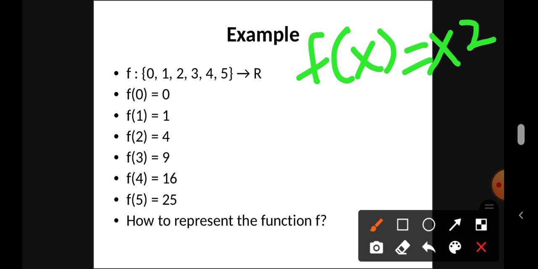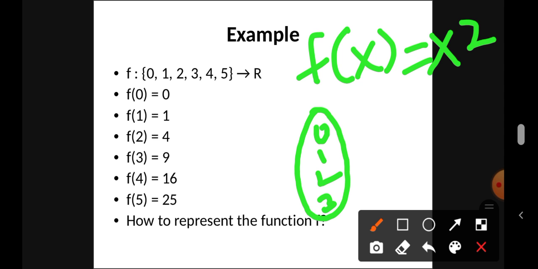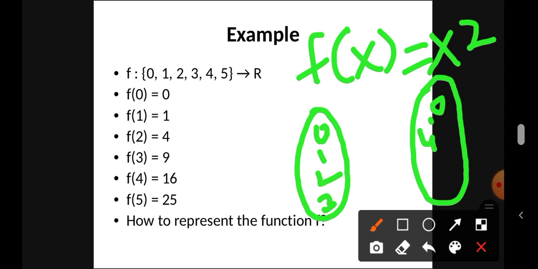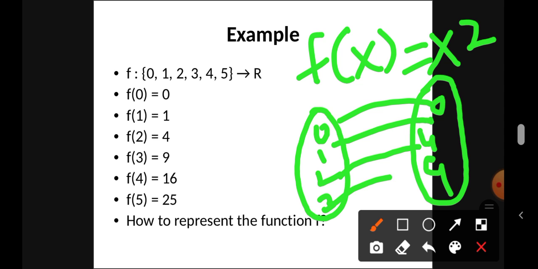Right, here suppose we have a set of elements 0, 1, 2, 3. Then here the elements are 0, 1, 4, 9: 0 to 0, 1 to 1, 2 to 4, and 3 to 9. So for every element in X or in A, we have an element in B. Okay, then f of x is equal to x square.